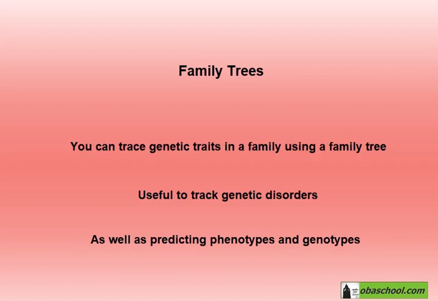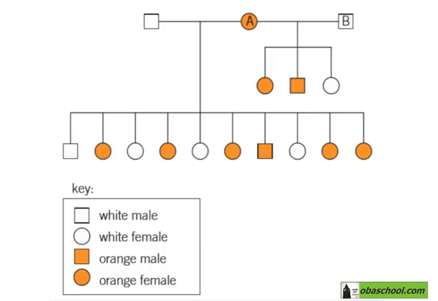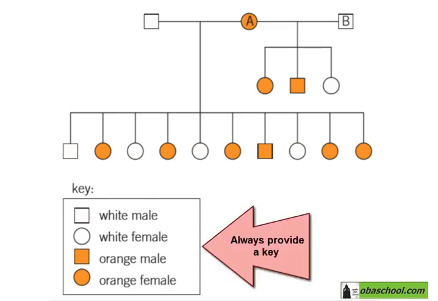Family trees can be used to work out if an individual is likely to be homozygous or heterozygous for particular alleles. When drawing a family tree, we should provide a key or a legend. And when we are reading a family tree, we should first read the key because it's going to provide us with the knowledge that we need in order to understand the family tree.